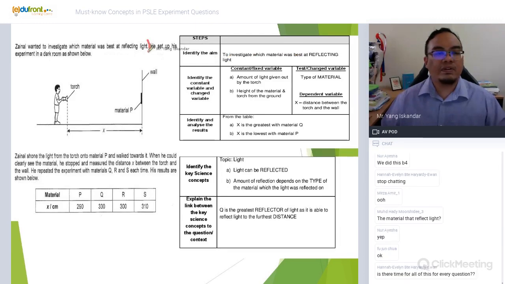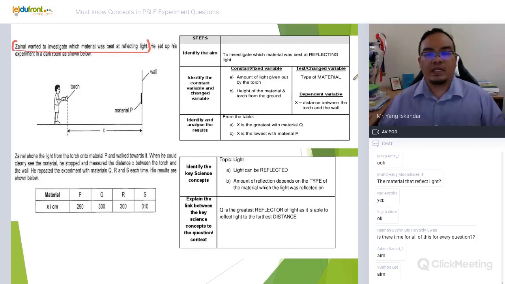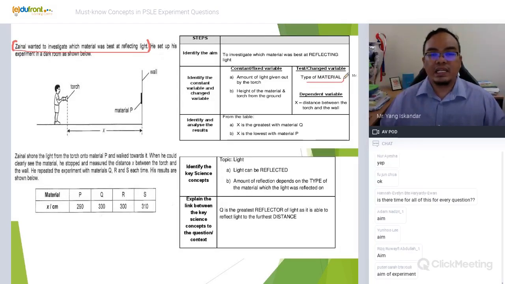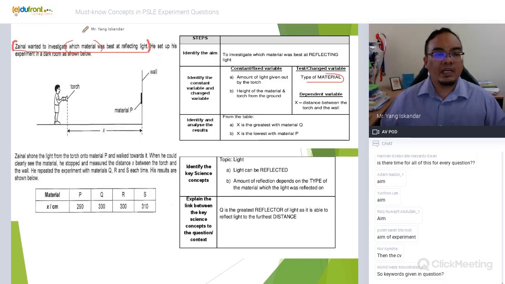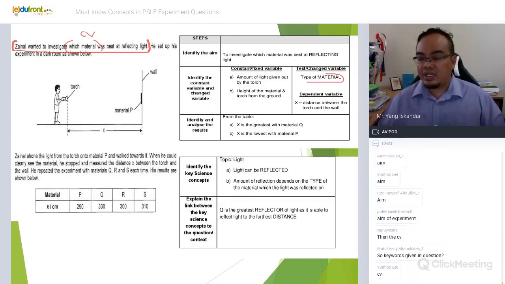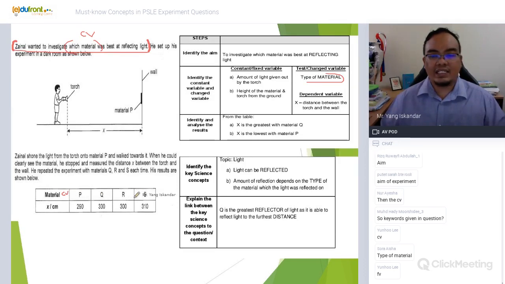How do I know this? From the first line. In this question, it is very clearly given to you. This is the aim of the experiment. Next step is, what is the change variable? The type of material. How do you know? You can see it in the aim of the experiment, and this is also the change variable here: material P, Q, R, and S.